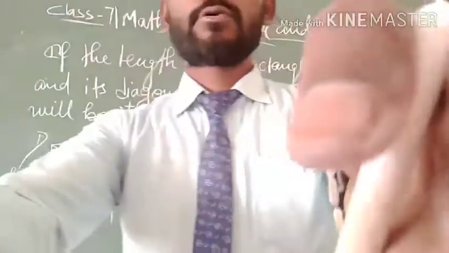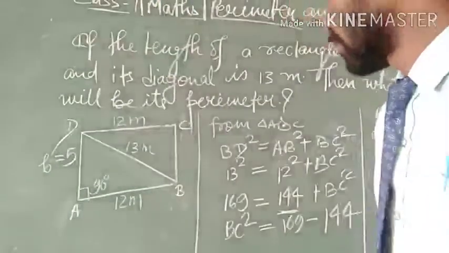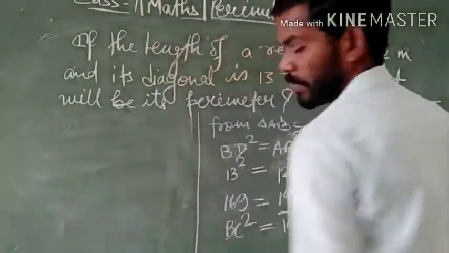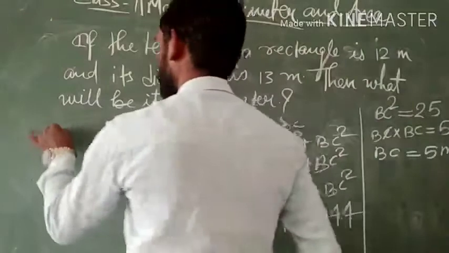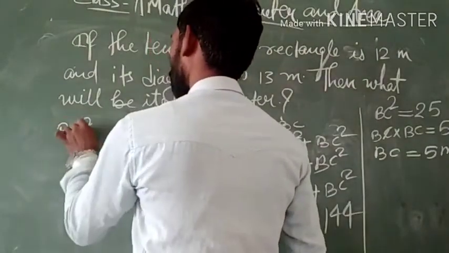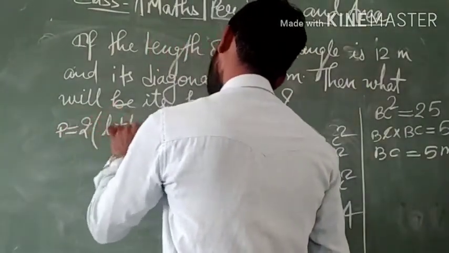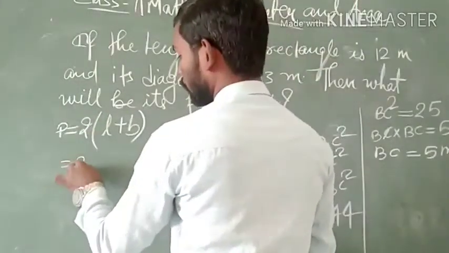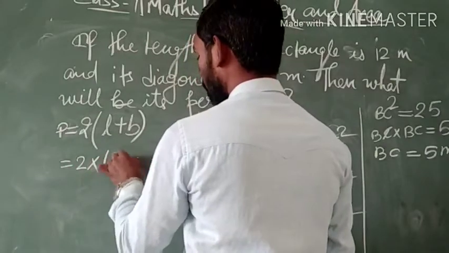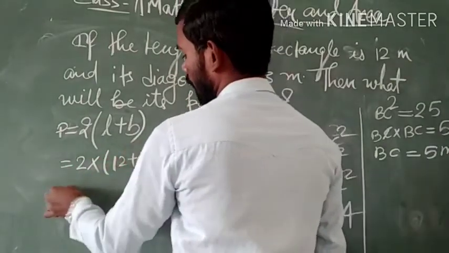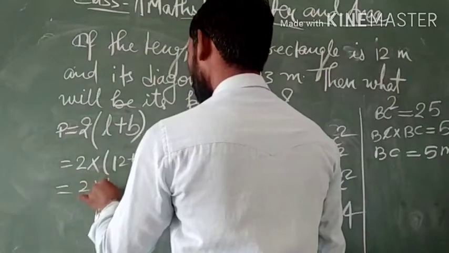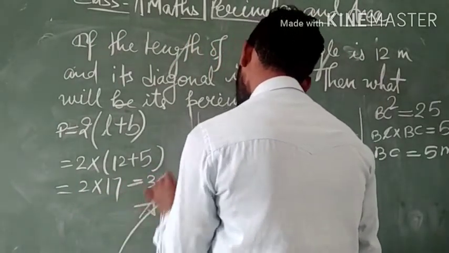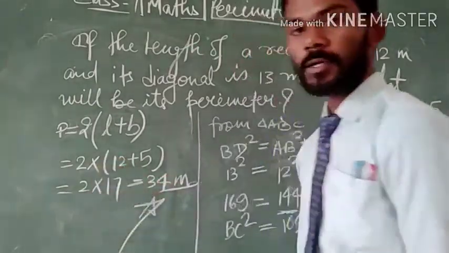Okay, now using this we can find the value of the perimeter. So perimeter P is equal to 2 into L plus B, and here put the value 2 into 12 plus 5, and this will be equal to 2 multiplied by 17 is equal to 34 meter, which is the required result.